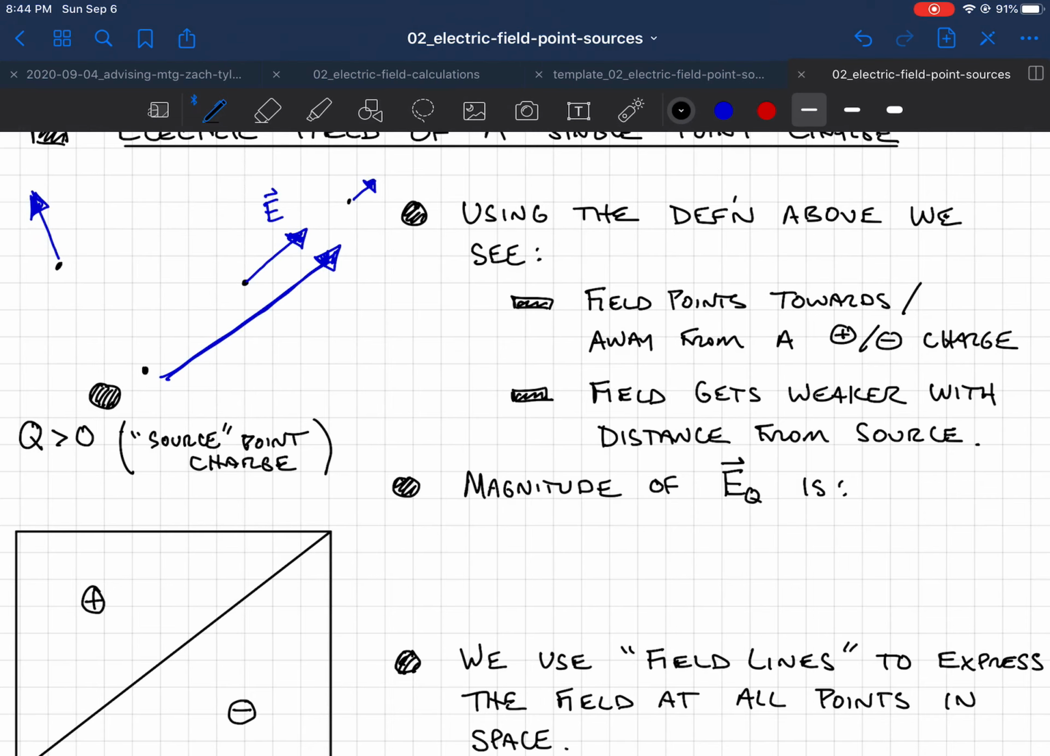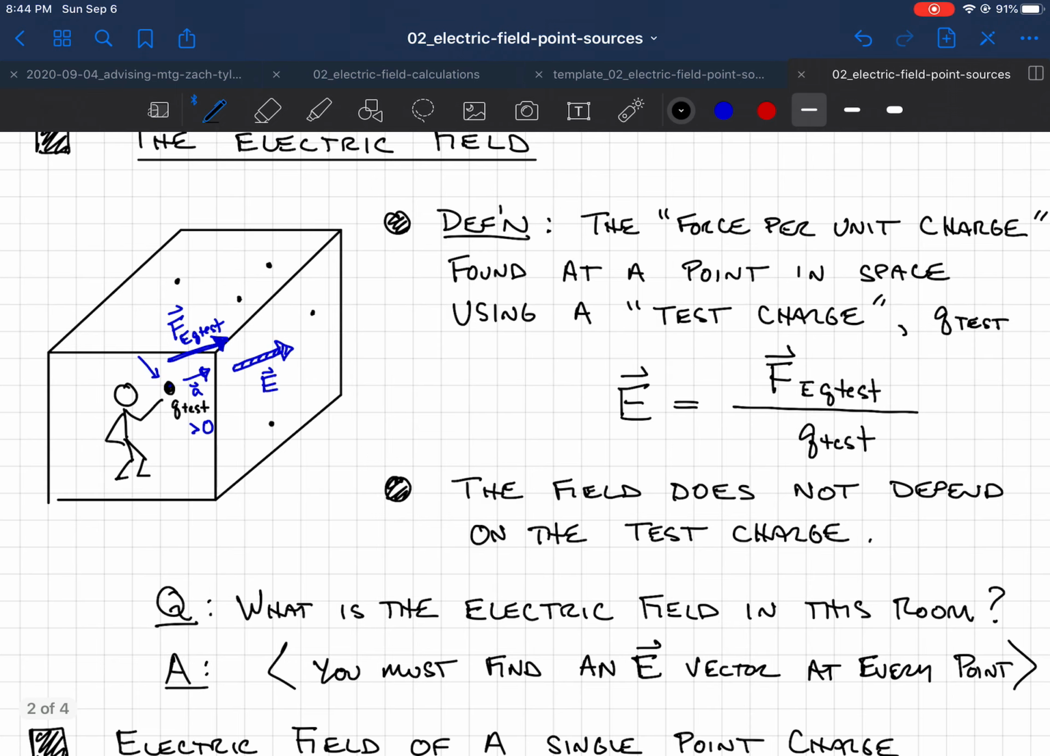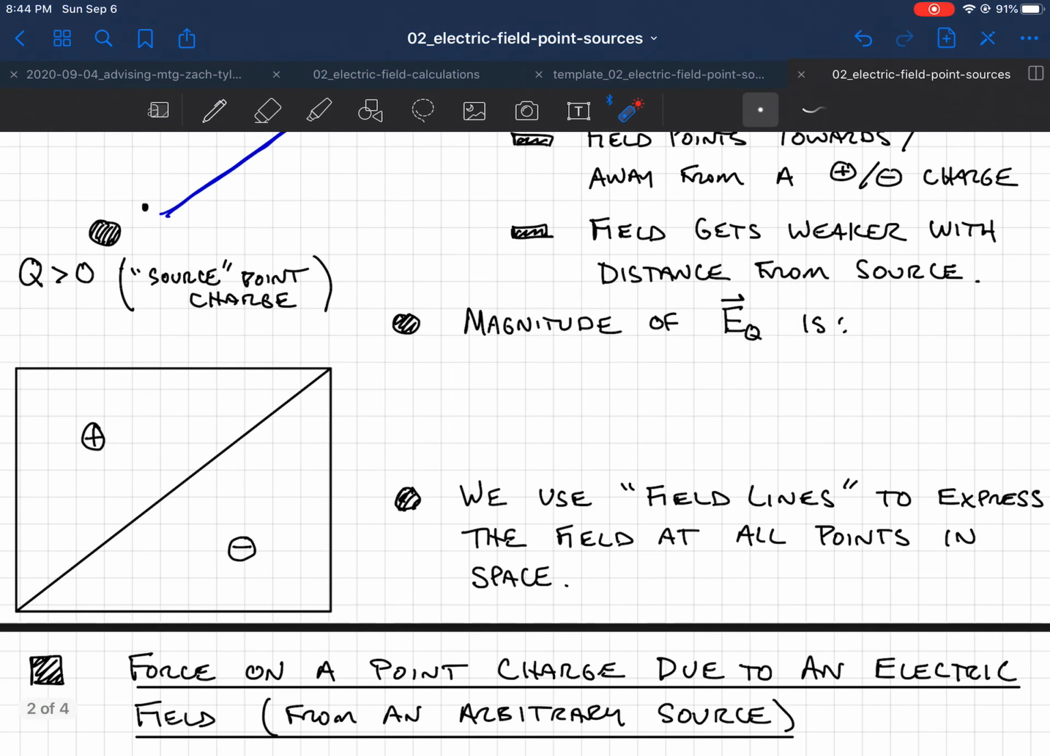So the definition says the electric field vector is the force vector divided by the test charge, but I can just take the magnitude of that equation. So the electric field magnitude is equal to the magnitude of the force of the electric field on the test charge divided by the absolute value of the test charge.